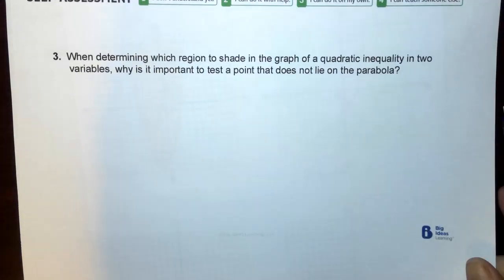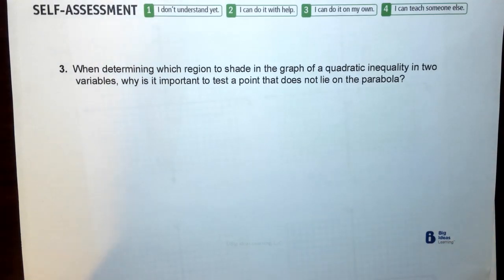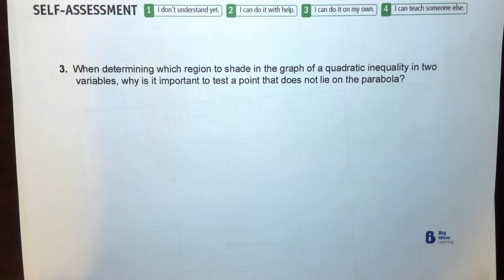All right, when determining which region to shade in the graph of a quadratic inequality in two variables, why is it important to test a point that does not lie on the parabola? So write your answer to this and turn it in when you're done with these notes.